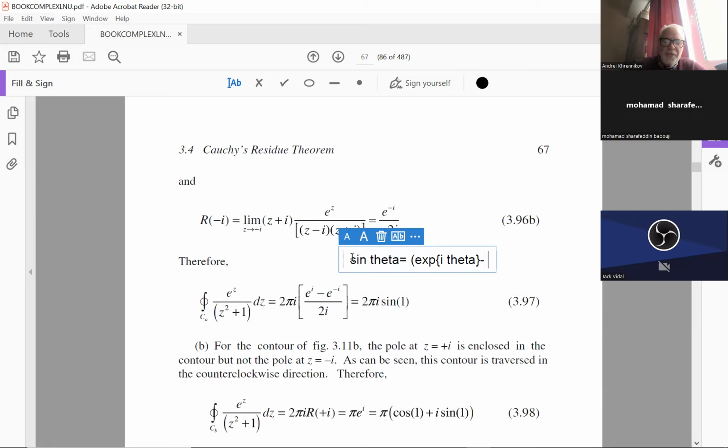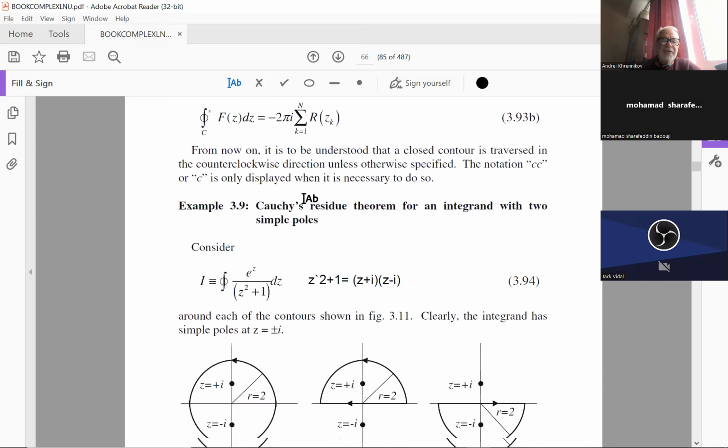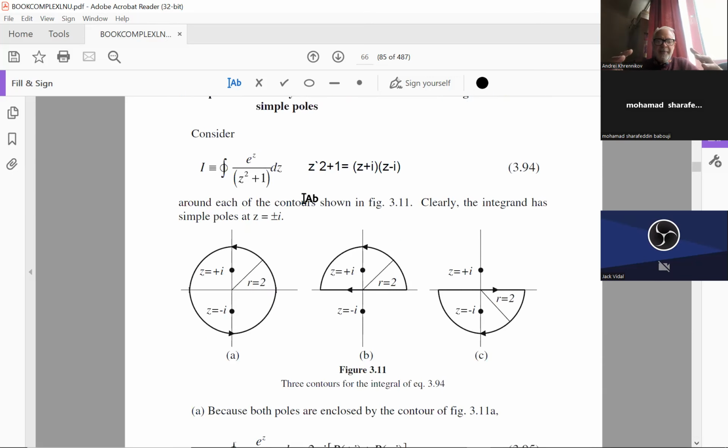It is also good to remember minus i theta, and divided by 2i. So this is sinus 1. They also want to demonstrate in this example that you always should check very carefully what points of singularity are inside the contour.